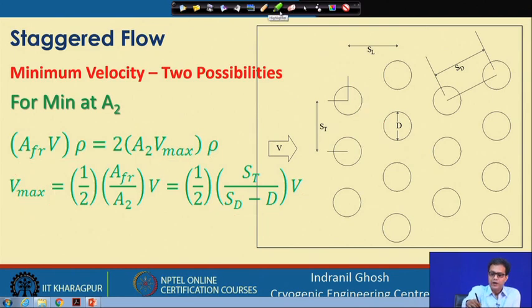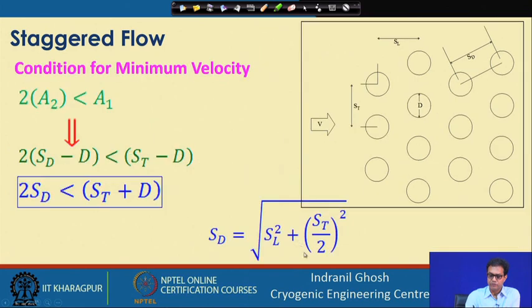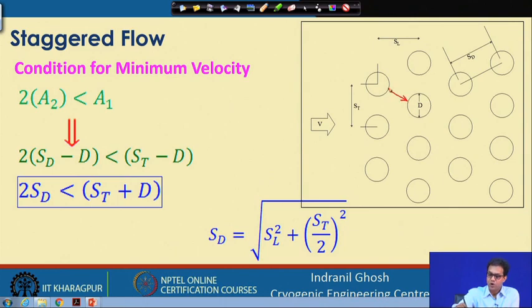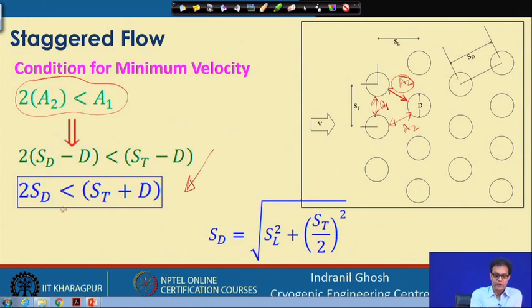And when will it happen? What is the condition? This is A2, this is also A2, and if twice A2 is smaller than A1, then only we have this maximum velocity occurring at this location. If we just solve this, we will find that it constitutes a condition that 2 SD less than ST plus D will give you the minimum flow area at A2, or maximum velocity at A2.